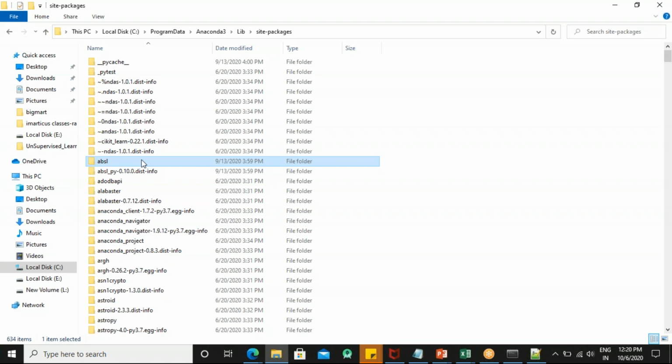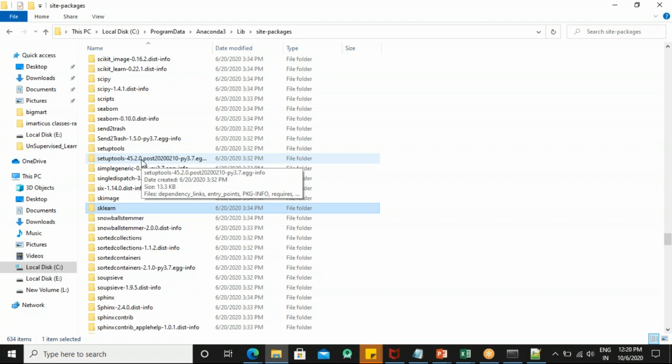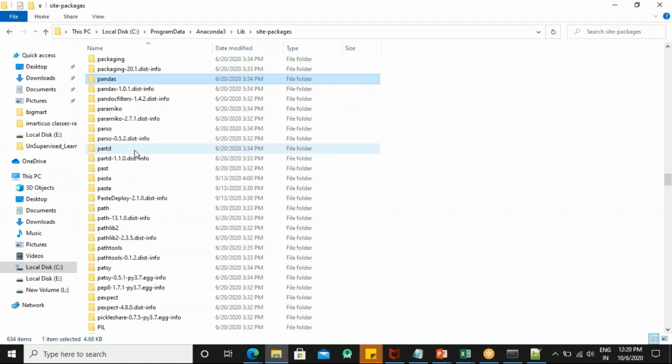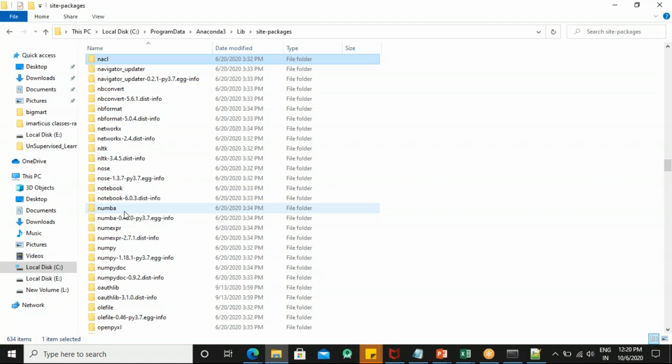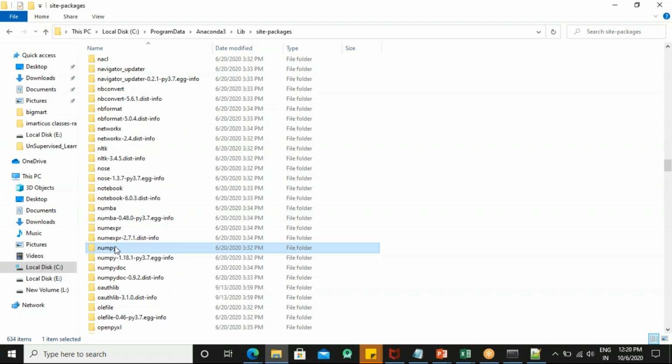So as you mentioned sklearn, let's see sklearn. You can see here sklearn. You must have done pip install sklearn, so this is the folder. Pandas, see, you did pip install pandas, it is here. NumPy, it must be here. NLTK for natural language processing, NumPy, everything is here.